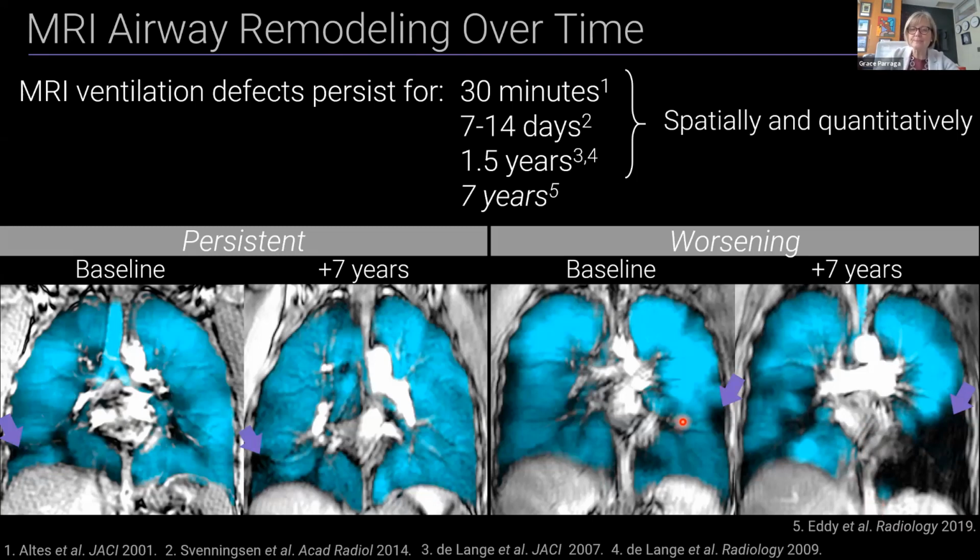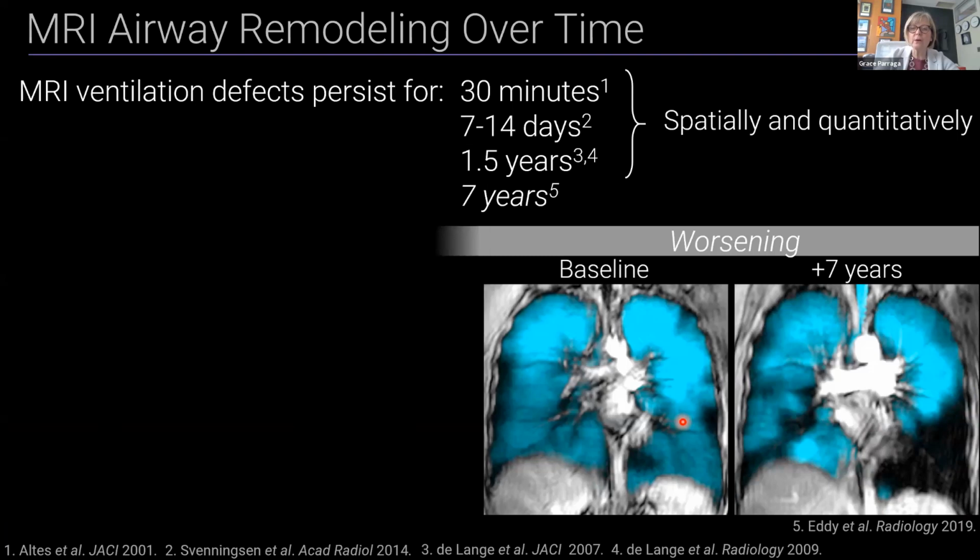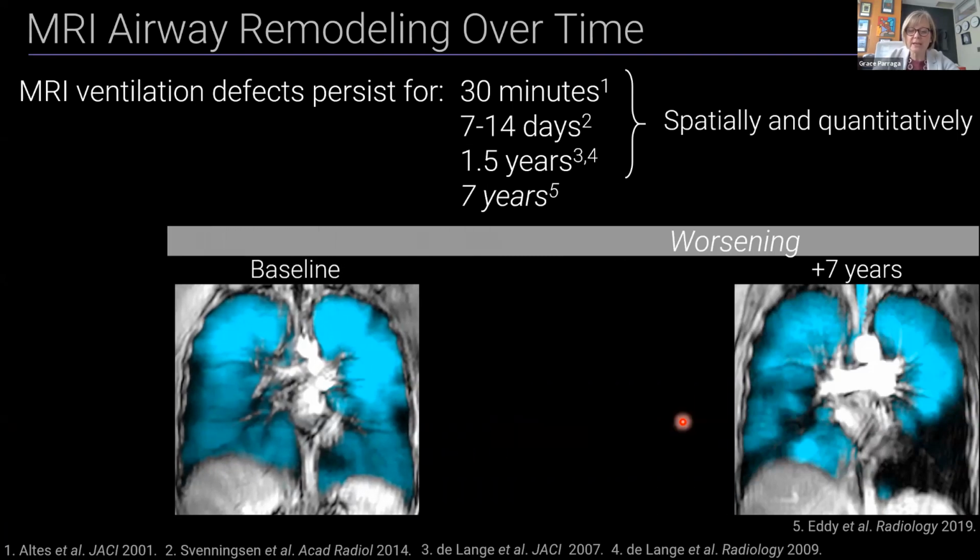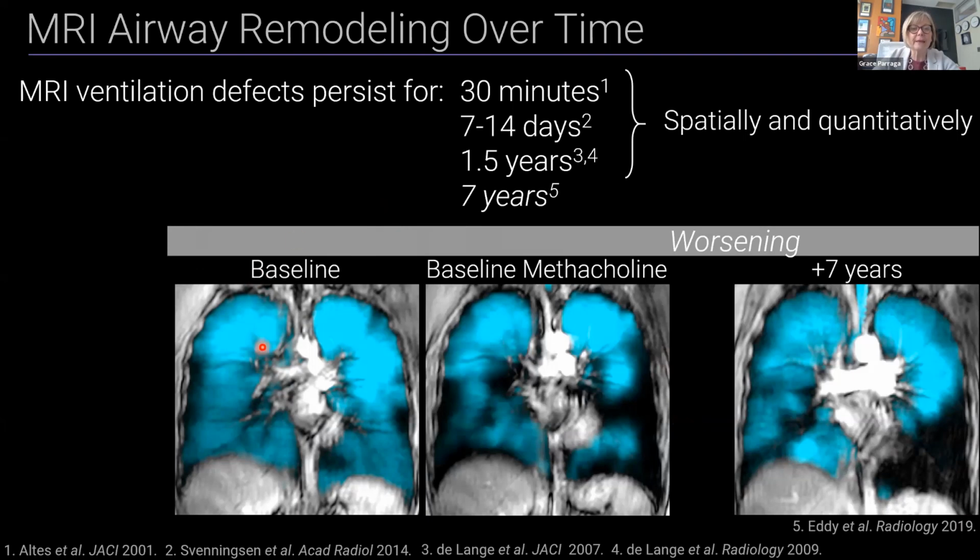And in this case of the worsening, what I want to point out is this patient had a methacholine challenge at baseline 7 years before, and we did scanning right after the methacholine challenge at PC20, which revealed this kind of fingerprint of ventilation defects. And you can see that at 7 years at baseline, without a methacholine challenge, these are the regions of the lung that are also worsening. So that tells us something about the mechanism of asthma worsening, and maybe it tells us something about how we can avoid this happening in patients.